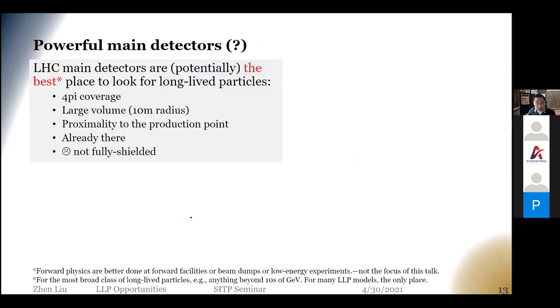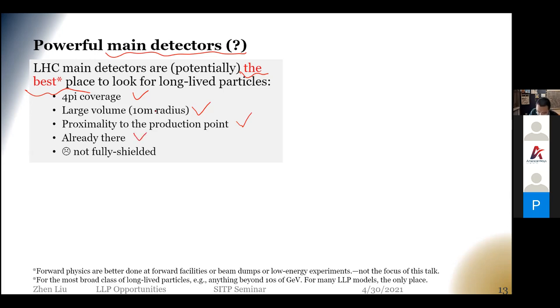Good. So now we can come to one of the intermediate messages I want to make here. And that really drives the rest of the study, okay? So it seems like the main detector that we have already built will be the best place to look for long-lived particles, okay? Because it has 4-pi coverage, has large volume, has the best proximity to the production point, and it's already built, okay?